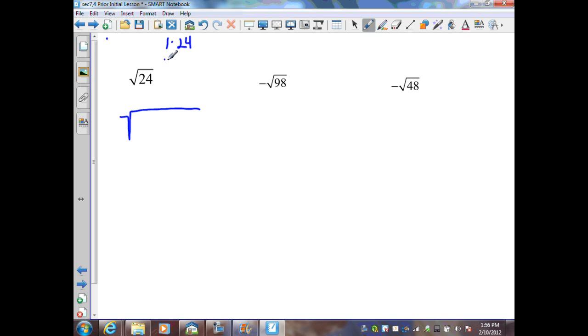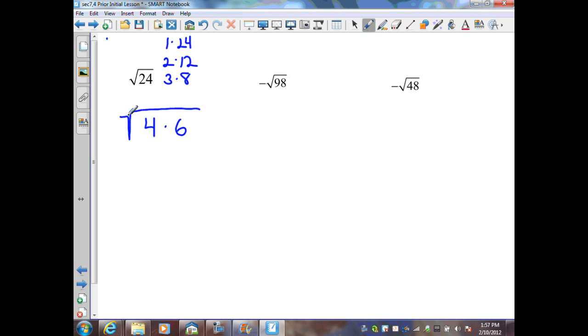The next one would be 2 and 12. Here, I still don't have a perfect square. Another one would be 3 and 8. Again, I don't have a perfect square. But the next one I can choose is 4 times 6. 4 times 6 is 24. So I haven't changed my problem at all.